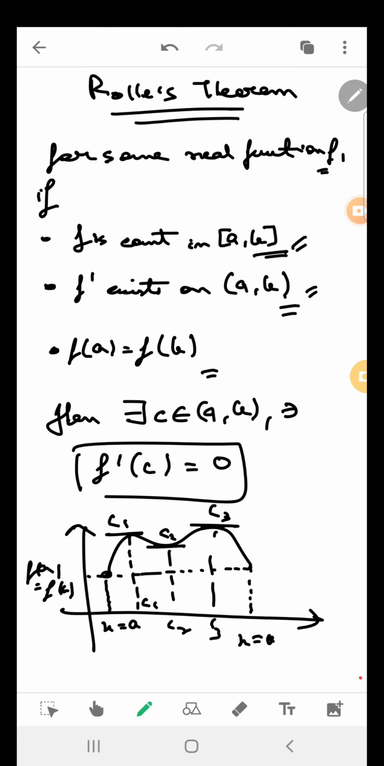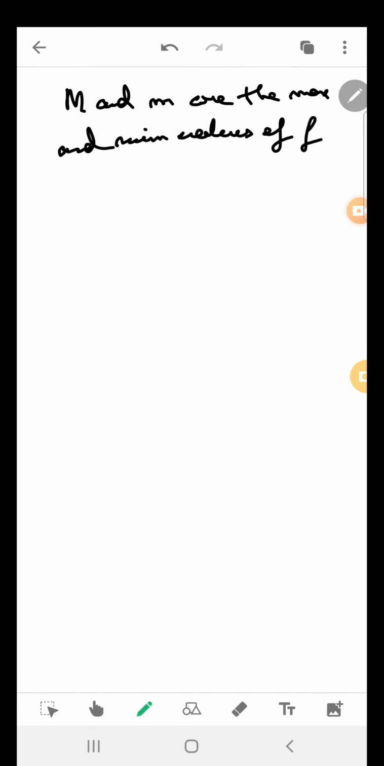Now how can we prove Rolle's theorem? Proving Rolle's theorem is quite easy. First we assume that all the conditions are valid: f is continuous in [a, b], its first derivative exists in (a, b), and f(a) equals f(b). Now let M and m be the max and min values of f in the open interval (a, b). Clear?